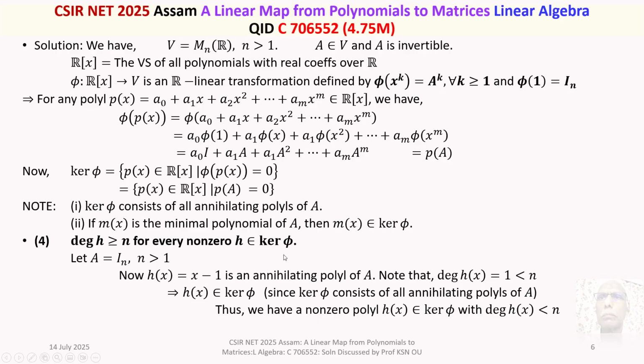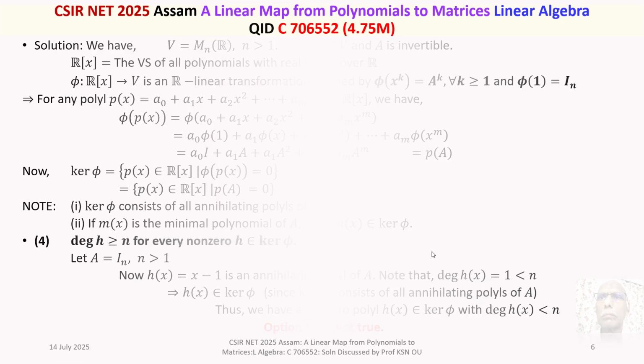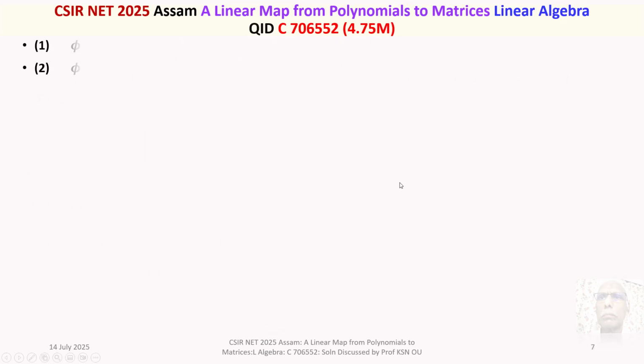So, this is not true for every h. For a given A like this, option 4 is not true. We move on to other options. We now take options 1 and 2. They talk about one-to-one and onto-ness of phi.